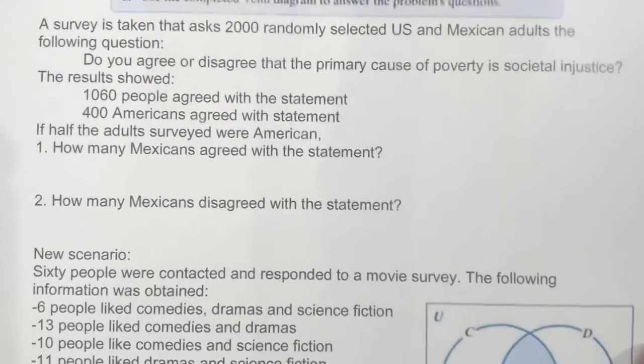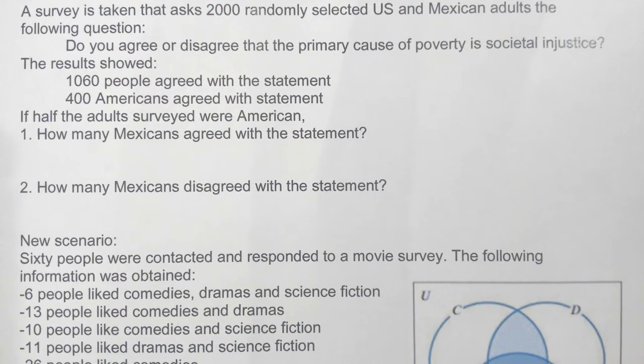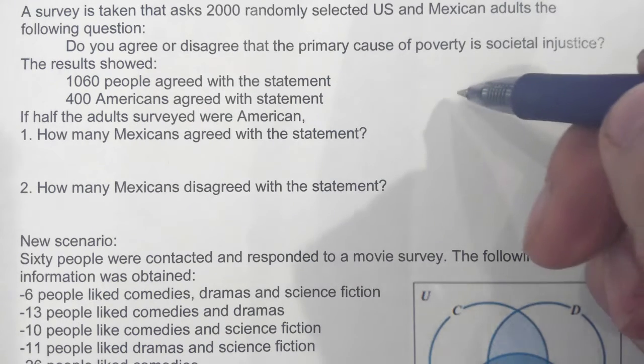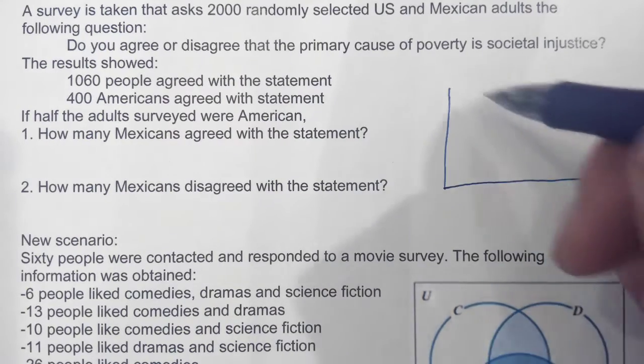So here's our survey. A survey is taken that asks 2,000 randomly selected U.S. and Mexican adults the following question. Do you agree or disagree that the primary cause of poverty is societal injustice? The results showed 1,060 people agreed with this statement. 400 Americans agreed with this statement. If half the adults surveyed were American, how many? And then there's our questions. Okay, so it looks like this is a two-circle Venn diagram, right?